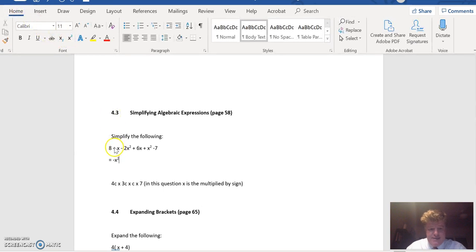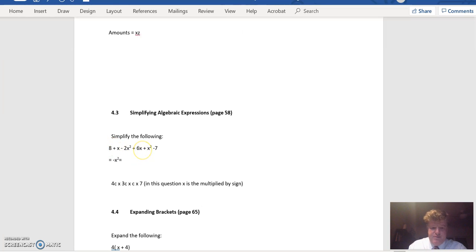Now we think about the x's. We've got a plus x and a plus 6x. That's going to equal plus 7x. And just a reminder, when we've got plus x, that's the same as saying plus 1x. So we don't see a number in front. It's just a 1. So we've got 1x plus 6x. That's going to be 7x. And 8 minus 7 equals 1. So this simplifies to minus x squared plus 7x plus 1.